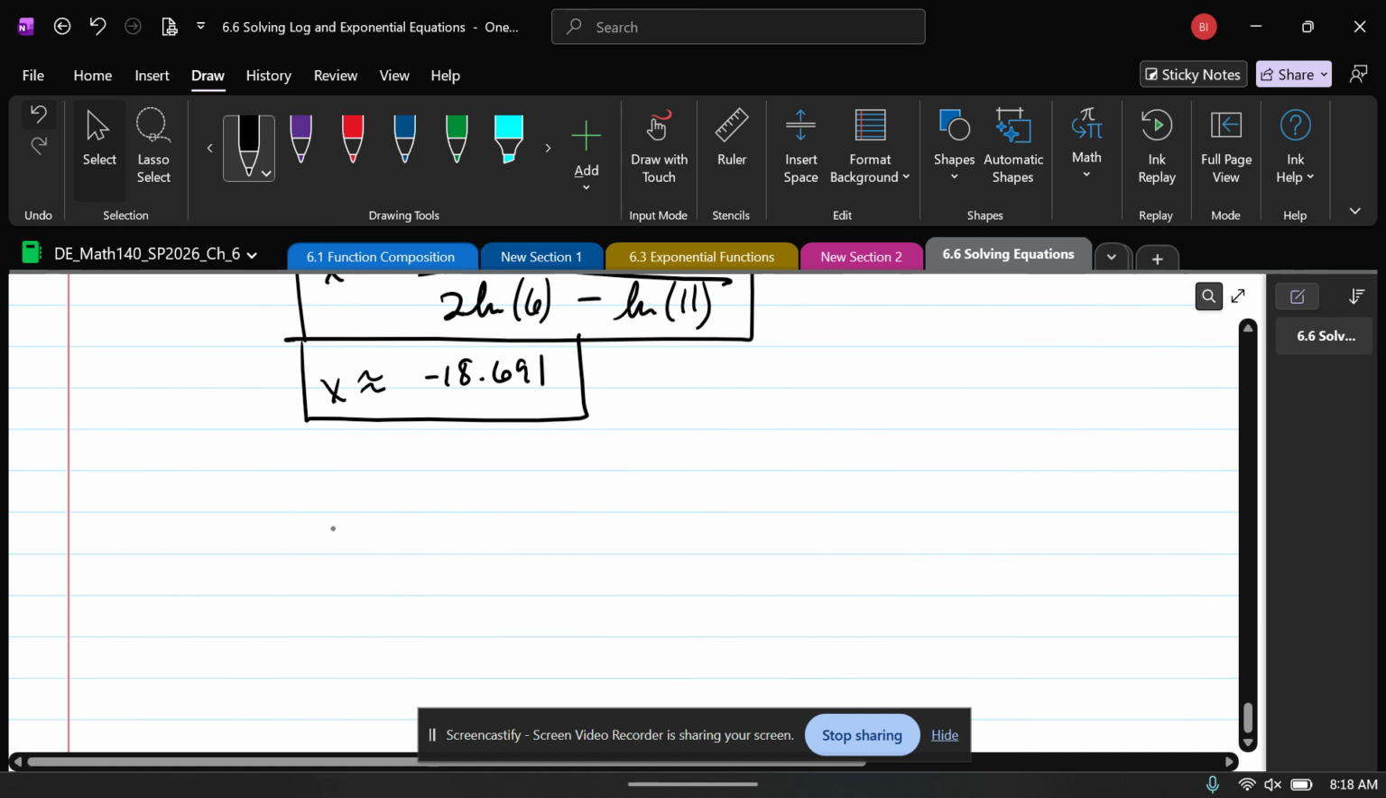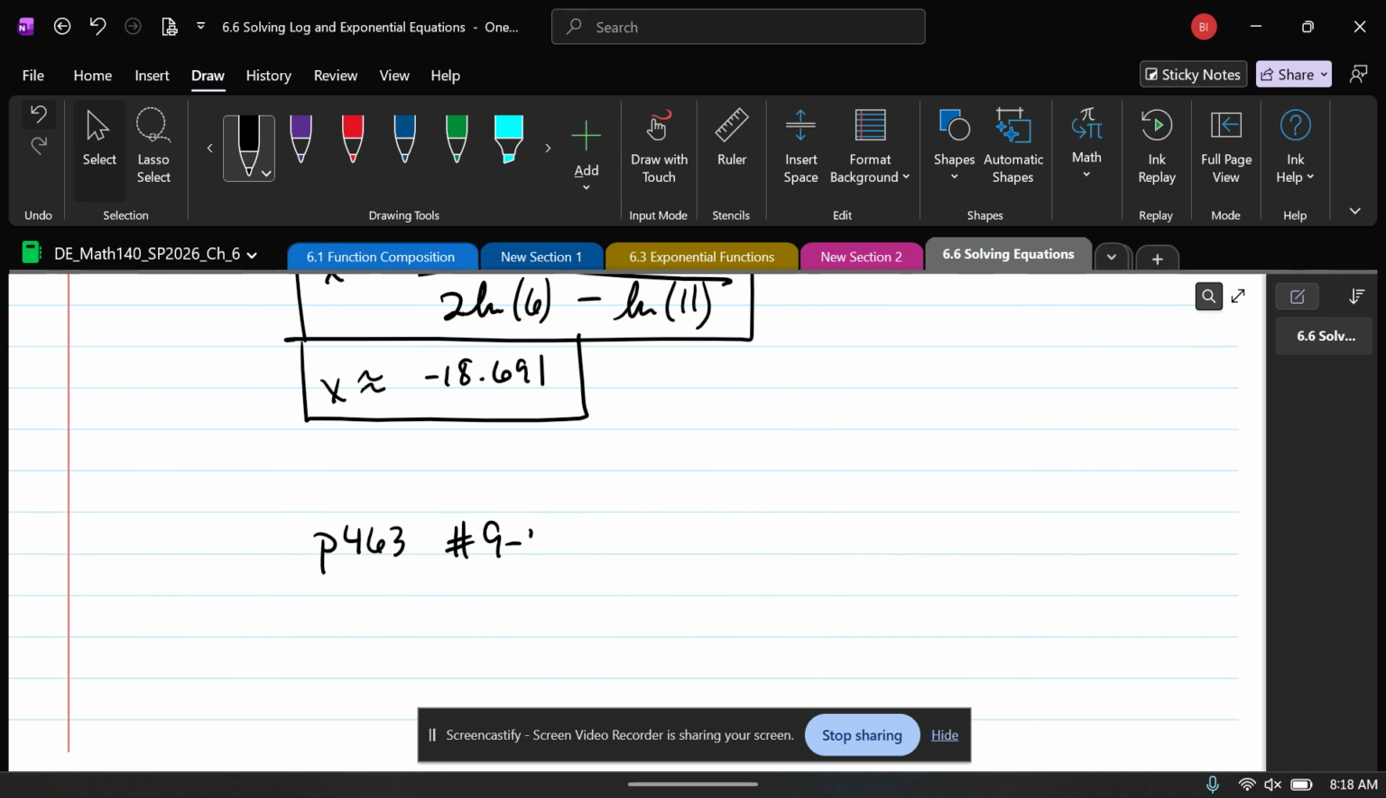Okay. All right, so practice problems on page 463, 9 through 47. Then we skip a little bit and go to 61 through 109, odds on those. Okay, so those are your practice problems for section 6.6. You got the rest of the time to do that and help you get a little practice and ready for a quiz tomorrow over 6.6.